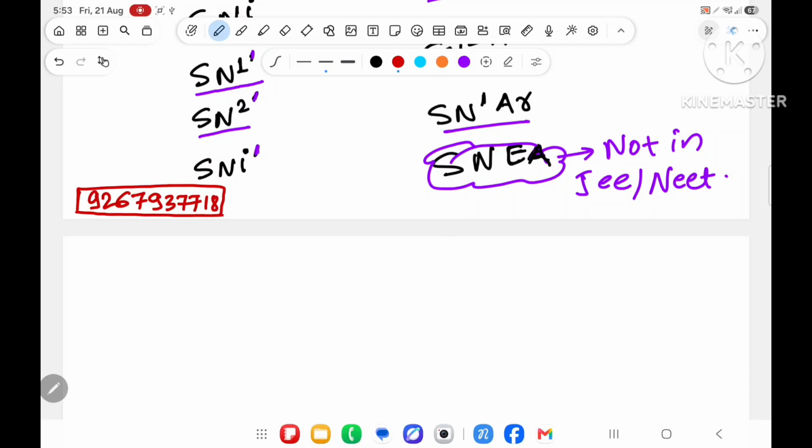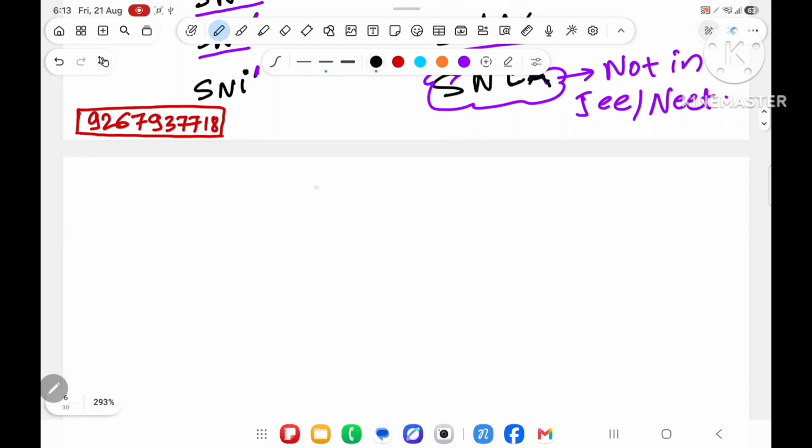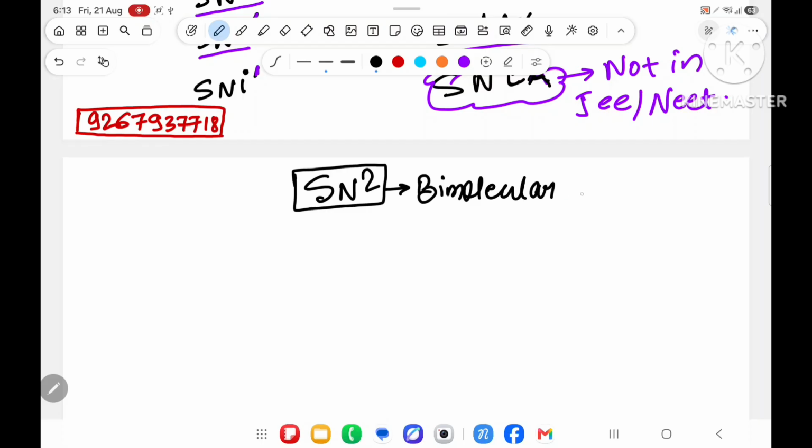Okay sirs, now we are going to start SN2. SN2, if we will see over here, the SN2 mechanism. It is known as bimolecular nucleophilic substitution reaction.